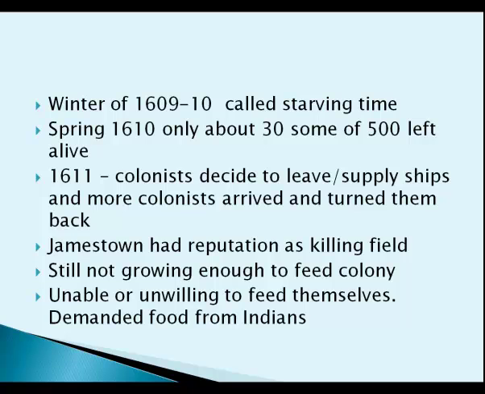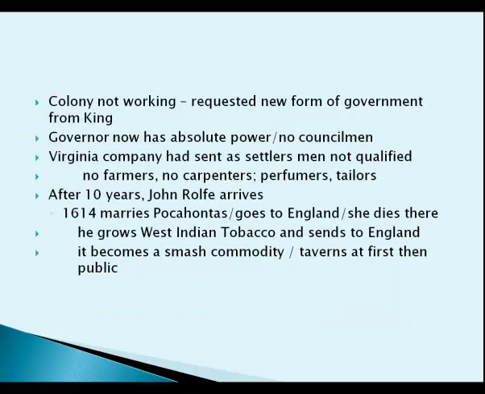So they get on their boats and they start down the James River, which they named after the king. And at the same time, ships are coming in, bringing in more colonists and more supplies, and they're forced back. But Jamestown had a reputation as a killing field. The survival rate was such that you had an 80% chance you're going to die. And they're not growing enough food to feed the colony. They seem to be unwilling or unable to feed themselves, and they keep demanding more and more food from the Indians.